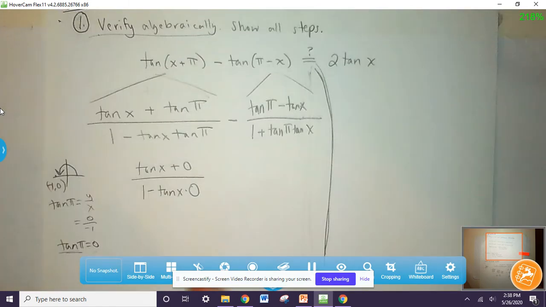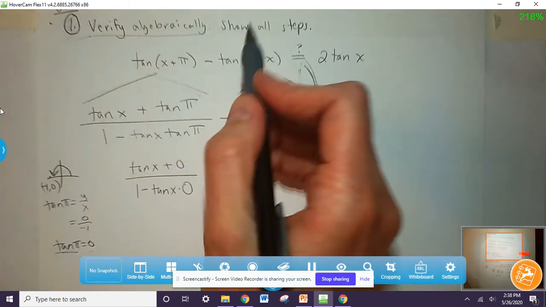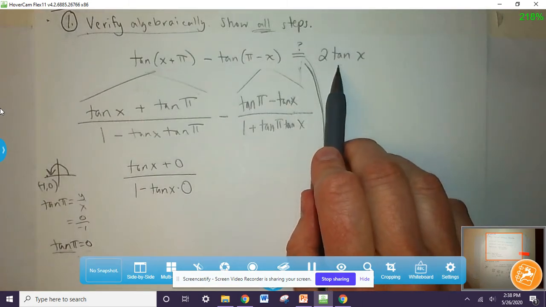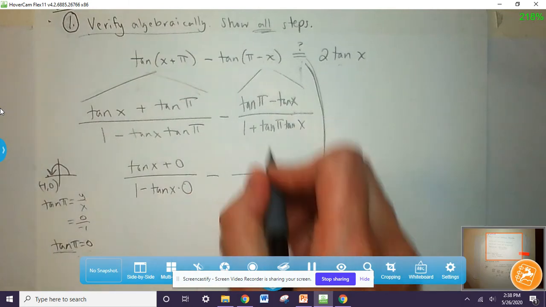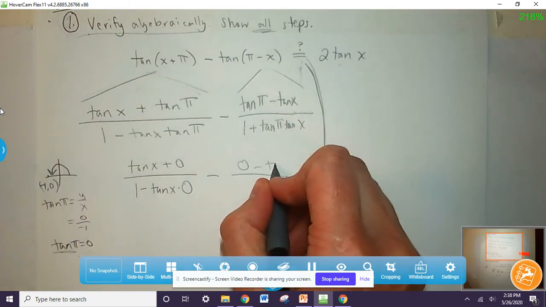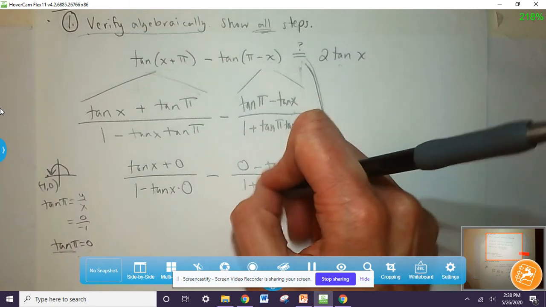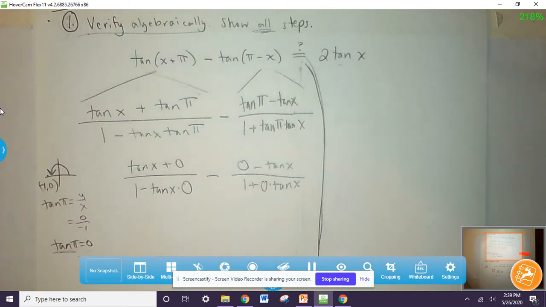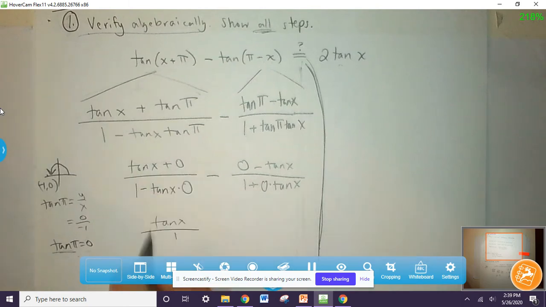And as you can see, this is going to clean up pretty nicely, because when you multiply by 0, it becomes 0, and 1 minus 0 is just going to be 1. But I want to show all the steps, because we already know the answer. We're going to end up with this. Our job is to show that we really get there. And then in the next fraction, we have 0 minus tan x over 1 plus 0 times tan x. So this fraction becomes tan x over 1, because 1 minus 0 is 1.